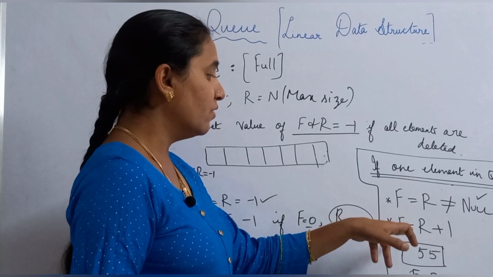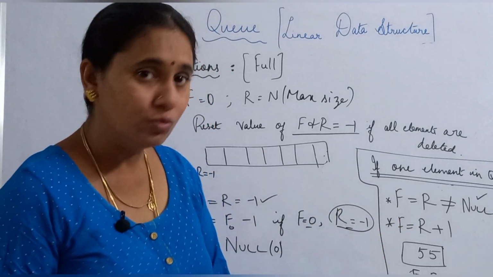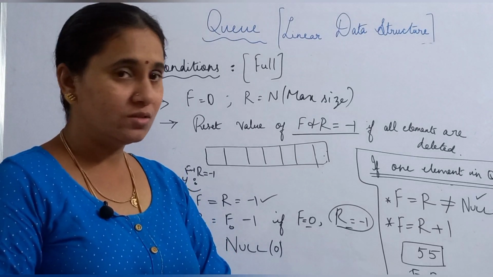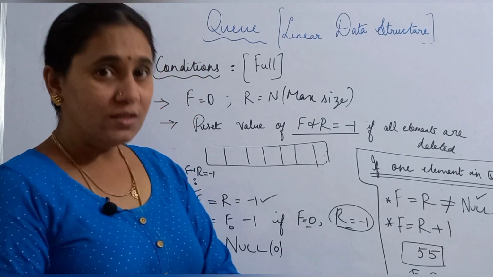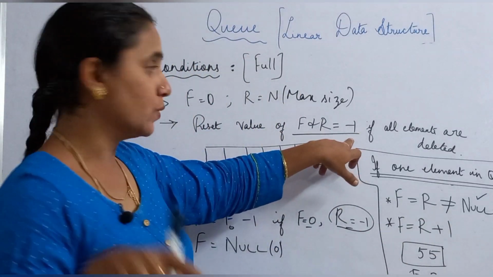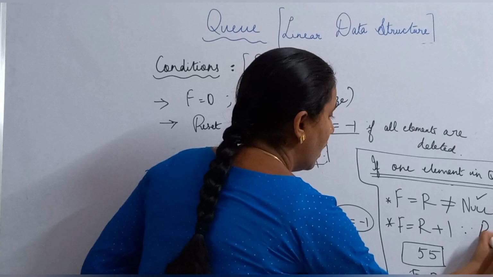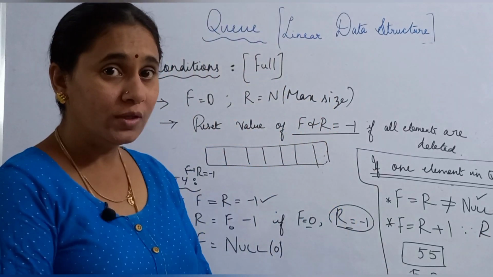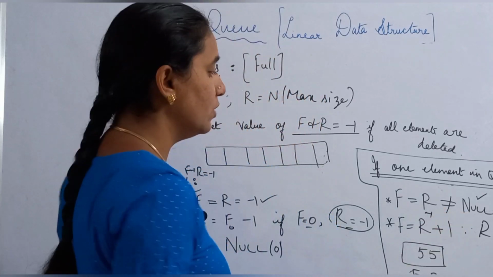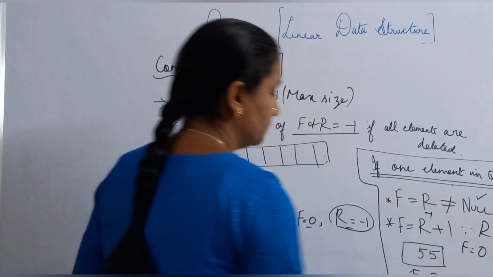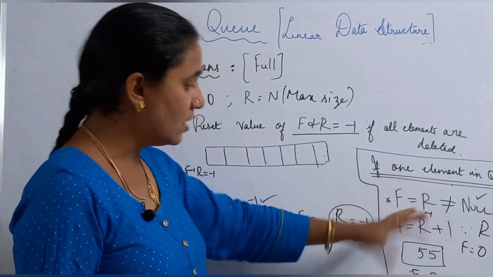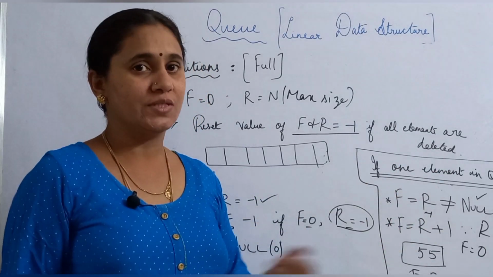Now, what will be the front value if one element is present in the queue? Can you tell me the answer for this? As initially we have r as -1, isn't it? So if you substitute r is equal to -1 here, what do you get? The answer is -1 plus 1, you will get 0. Have you got f equal to 0? Okay, so like this, they will ask you some questions.